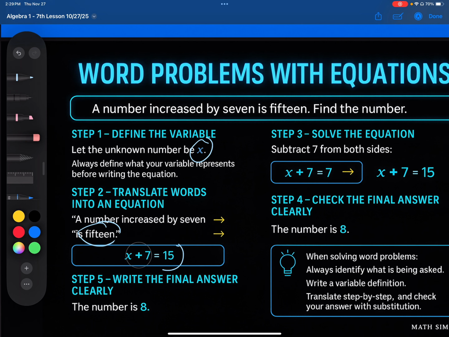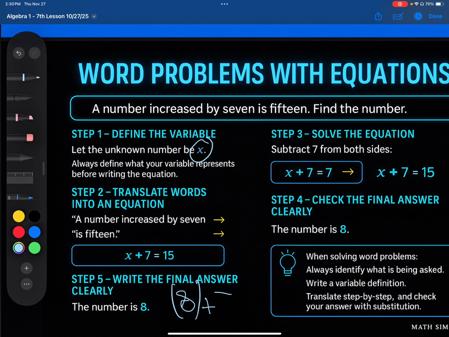So since right now we're trying to find what the x is, we're gonna isolate the variable and solve for it. So if we isolate the variable, the number would be 8, okay? But we have to make sure. So after plugging in 8 where x was previously, and then we add by 7, well that equals 15. So therefore 8 is the right number, okay? When solving word problems, always identify what is being asked, write a variable definition, translate step by step, and check your answer with substitution.